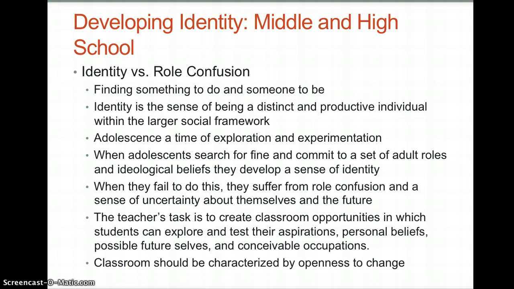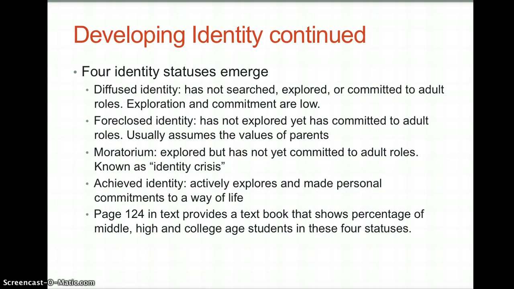So there are four identity statuses that emerge as our adolescents start developing their identity. First, there's the diffused identity. This is where an adolescent has not searched, explored, or committed to adult roles, sort of just like, I don't want to do this, I'm not ready for this, and so exploration and commitment are low. It may be they're not developmentally ready to pursue this. It may be that they're sort of resisting it.